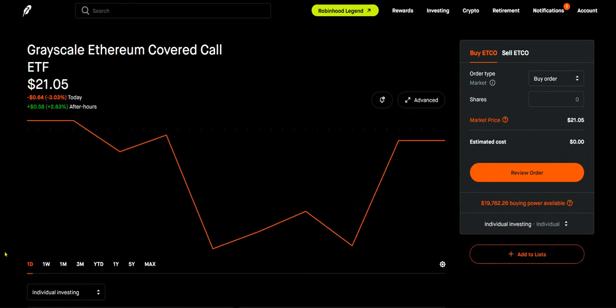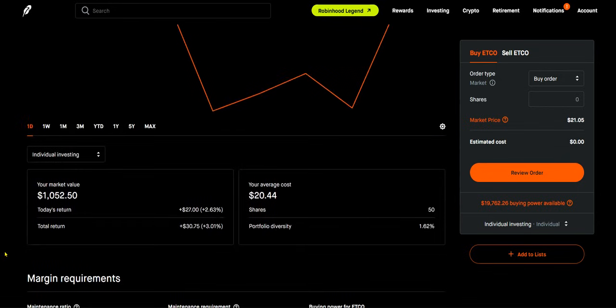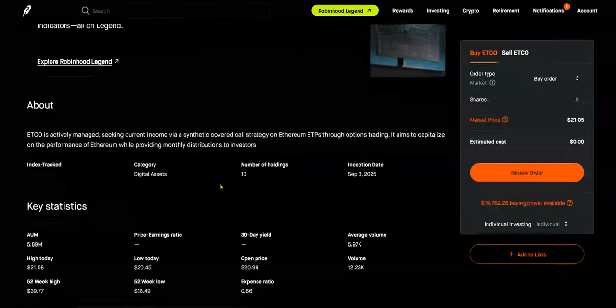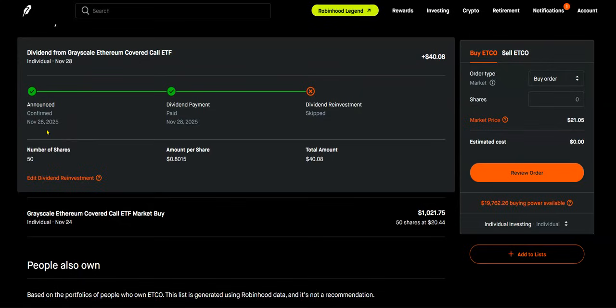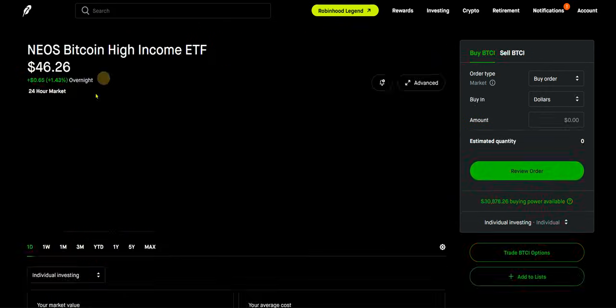Next, we got Grayscale Ethereum, ETCO, at 21.05. Our market value is $1,052.50. We're up $30.75 for an average cost of $20.44 for 50 shares. I believe we did get some dividends on this. Let's see. This was on November 28th, 50 shares at 80 cents, $40.08.